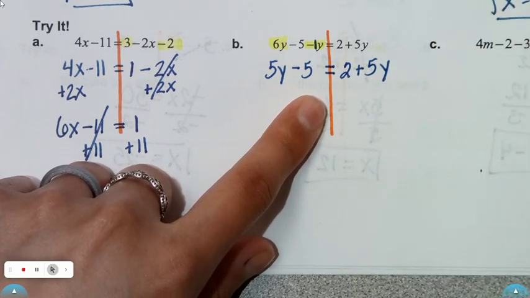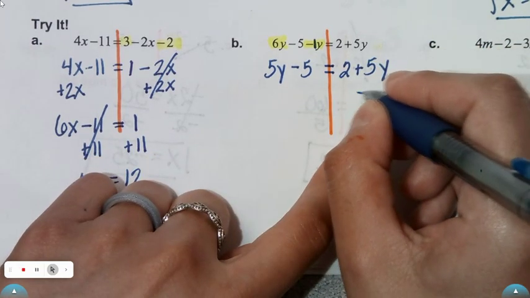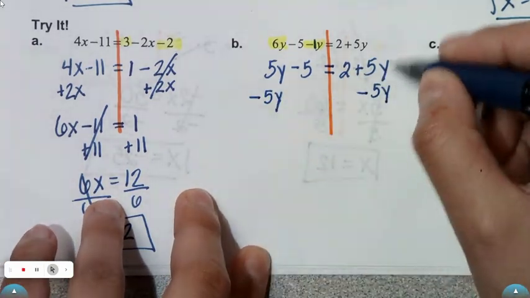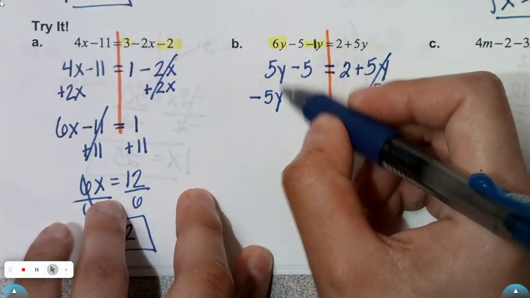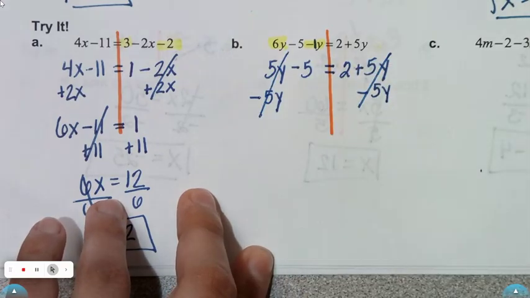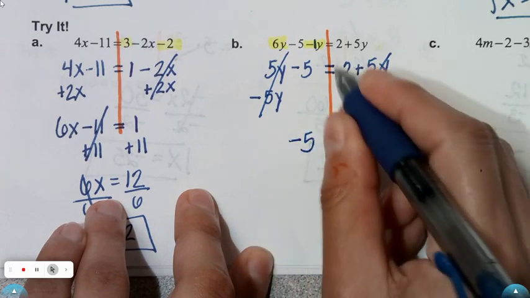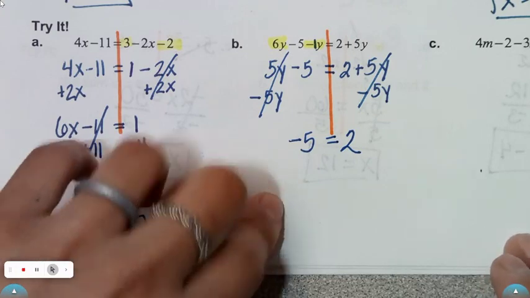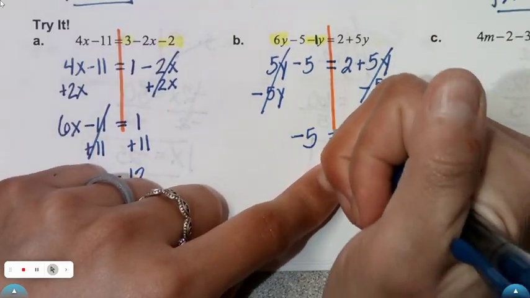Okay, I'm going to move my y's. So I'm going to move this one right here on the right. So I'm going to do minus 5y, minus 5y. These cancel. These also cancel. So what I'm left with, I get negative 5 equals 2. And then I've got to ask myself, does negative 5 equal 2? You see how I have no more variables left, no y's, no letters? This statement is not true.